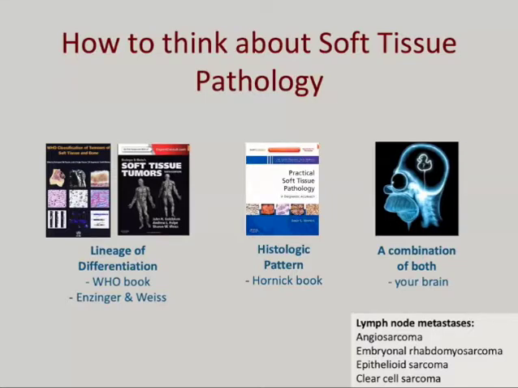Okay. So moving back into soft tissue. So I recommend the Hornick book for histologic pattern. I recommend the WHO and the Enzinger and Weiss book for more of a lineage of differentiation approach.